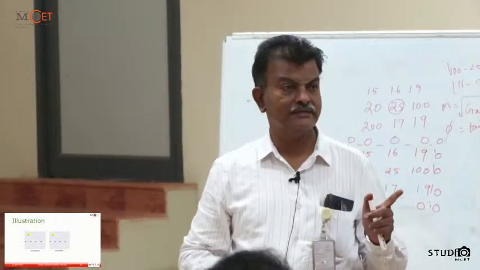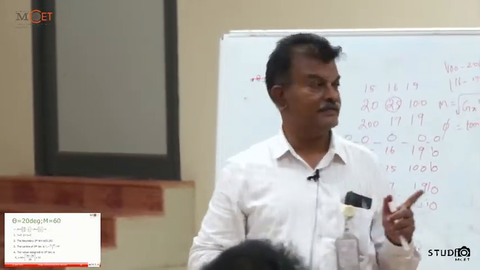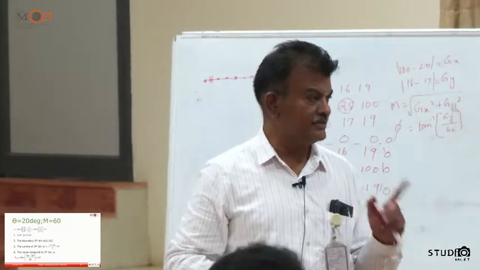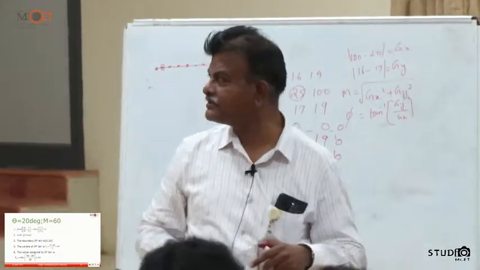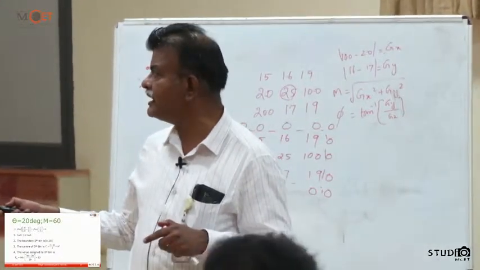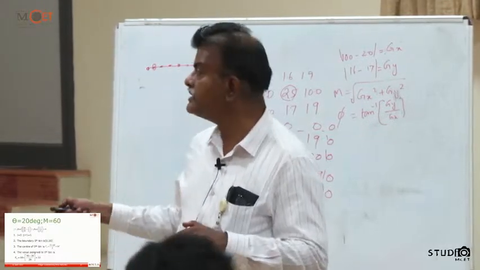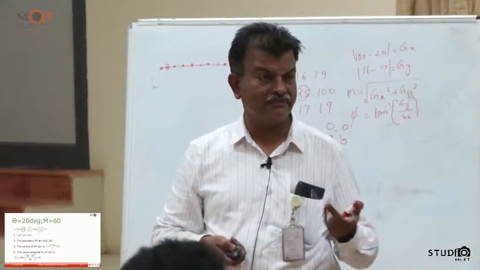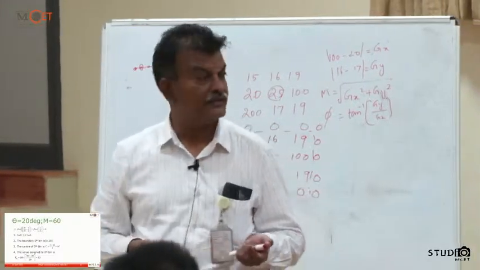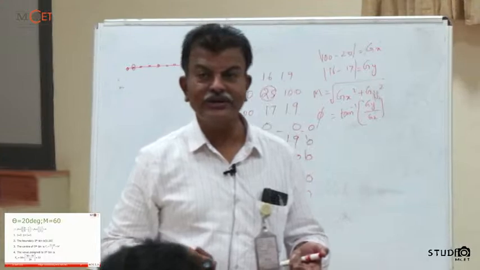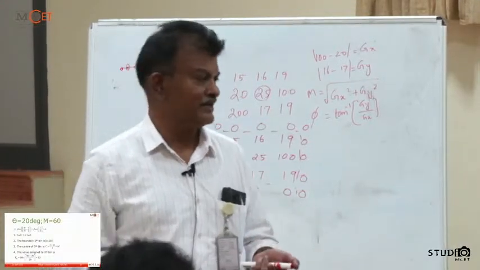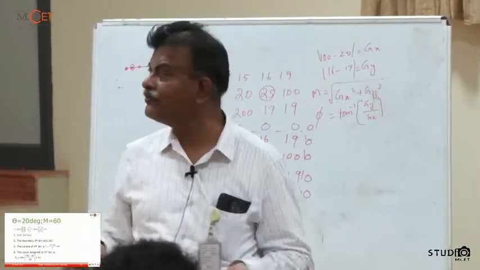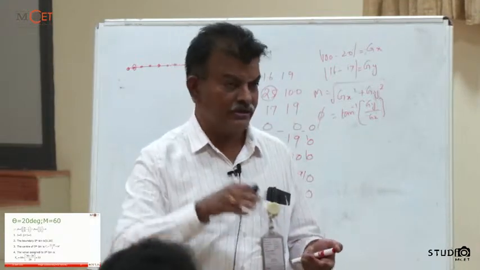Theta is 20. Magnitude, and follow the same values. What is the value theta by delta theta minus half? That is a formula. What is 20 by 20? 1. What is 1 minus half? 0.5. What is the lowest value?